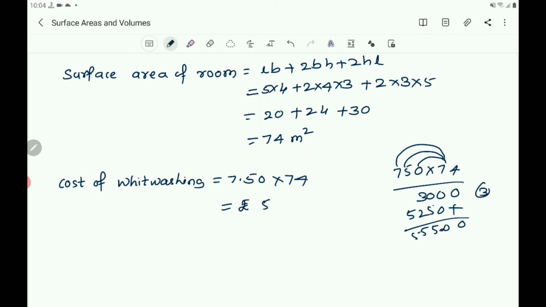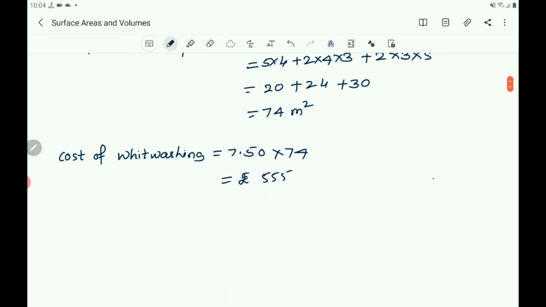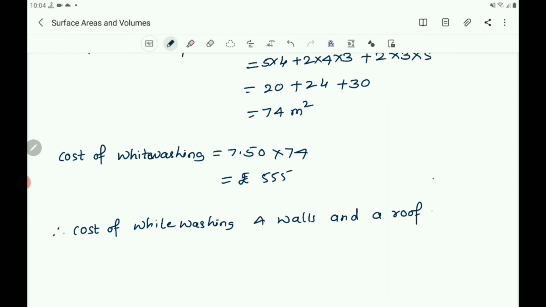Rupees 555. That is the cost of whitewashing the 4 walls and roof. Therefore you write: cost of whitewashing 4 walls and a roof is rupees 555.